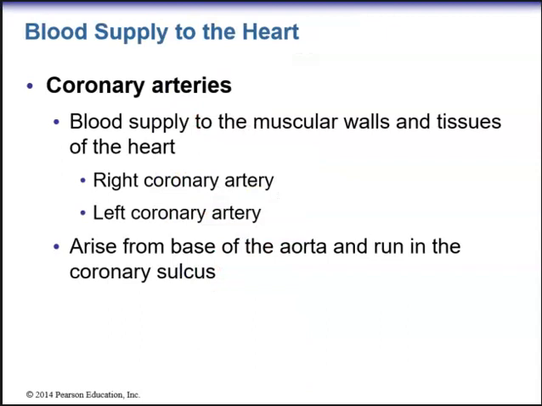So, our blood supply to the heart. In lab, we talked about the coronary arteries. We know that the coronary arteries are direct branches of the ascending aorta, so that first part of the aorta. So the coronary arteries are the blood supply to the muscular walls and tissues of the heart. We have two main branches: the right coronary artery as well as the left coronary artery. And both of these arteries sit in that depression or groove between the atria and the ventricles called the coronary sulcus. So coronary arteries will arise from the ascending aorta, or the base of the aorta, and run in that depression or groove, the coronary sulcus.